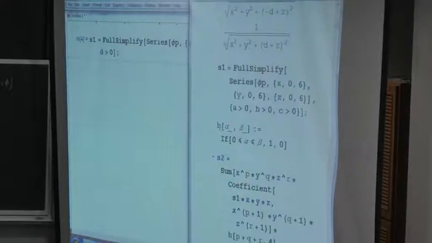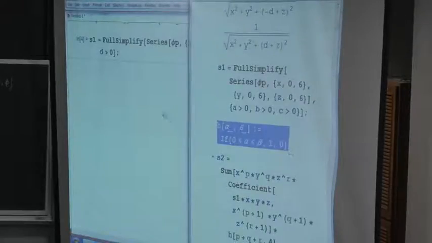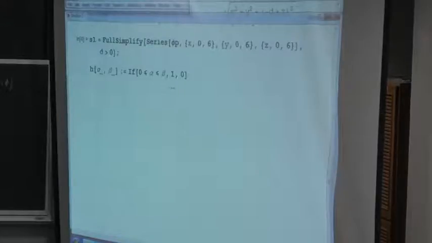What I do is, I define a function h, which takes two arguments, and if alpha is less than beta, then this function is 1, otherwise it's 0. So, I just define this. This is just a mathematical trick, nothing to worry about.